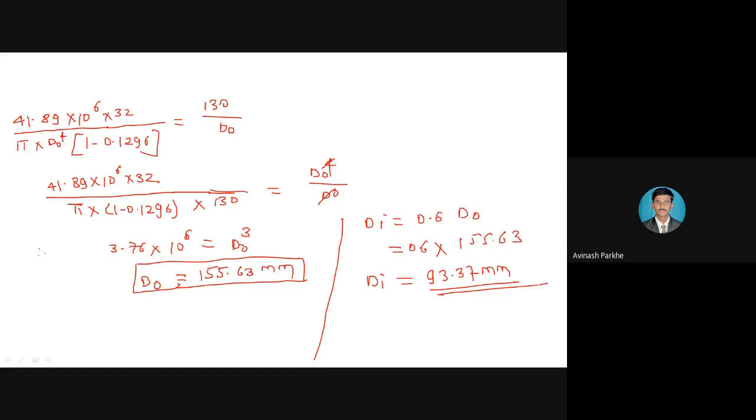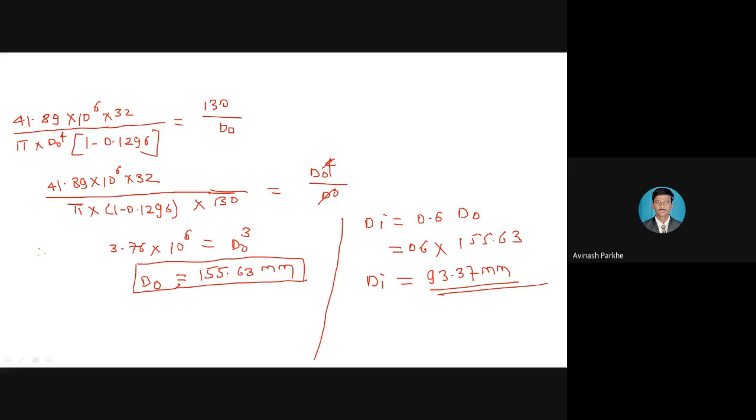But here, neither the external diameter nor the internal diameter is given. To calculate both diameters, the relation between them is given: DI is equal to 0.6 times DO. We keep that relation in our torsion formula, and you will get only one unknown term, the external diameter, and by using the same relation we can calculate the internal diameter. So the procedure is the same; the only difference is that both diameters are not given, but their relation is given.